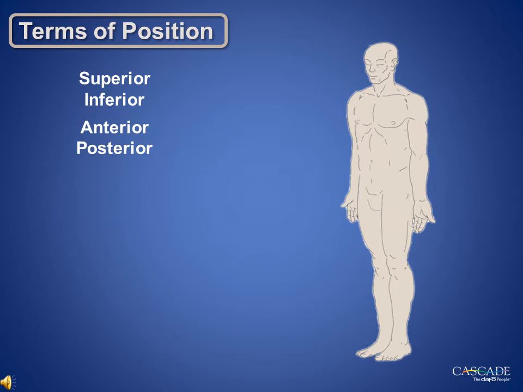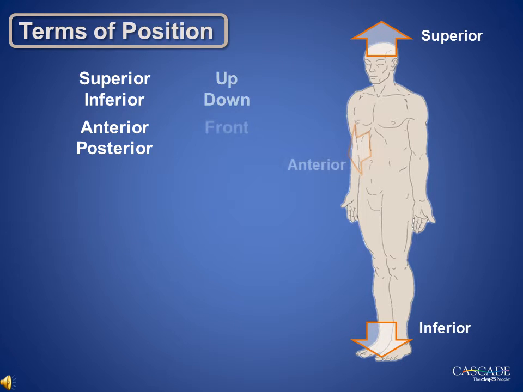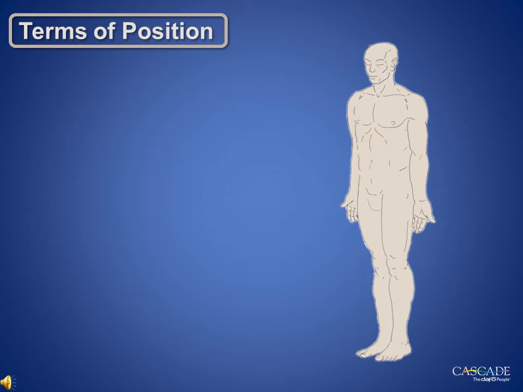Let's review these 4 terms. Superior is up toward the head, inferior is down toward the feet, anterior is in front or toward the front, and posterior is in back or toward the back. Let's move on. The second group of terms includes medial, lateral, proximal, and distal.